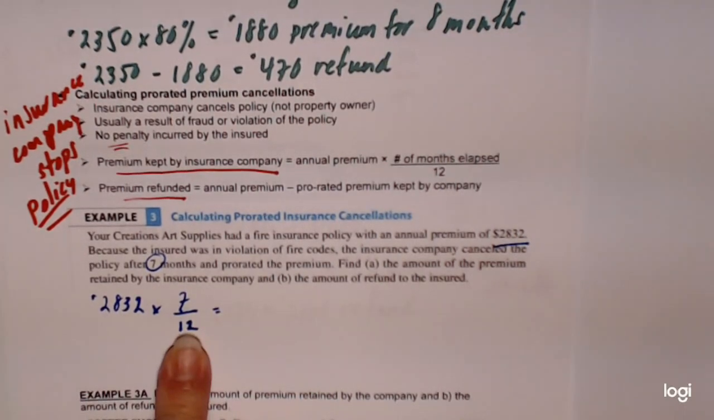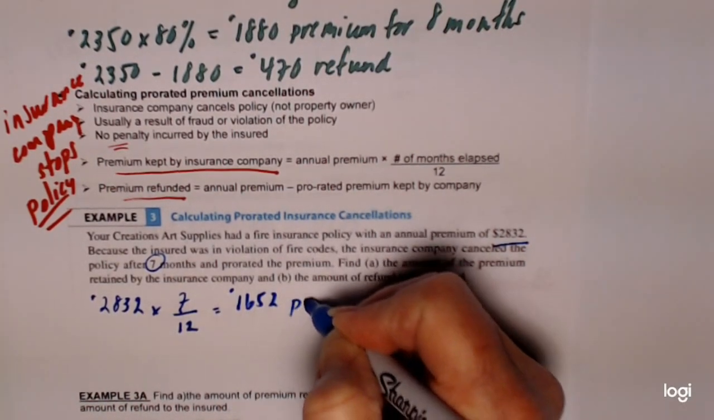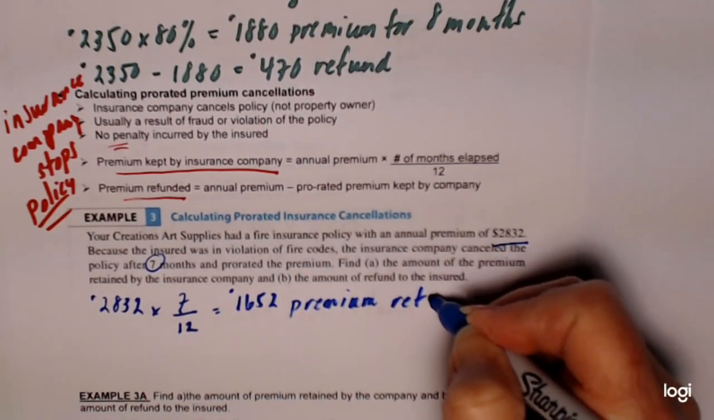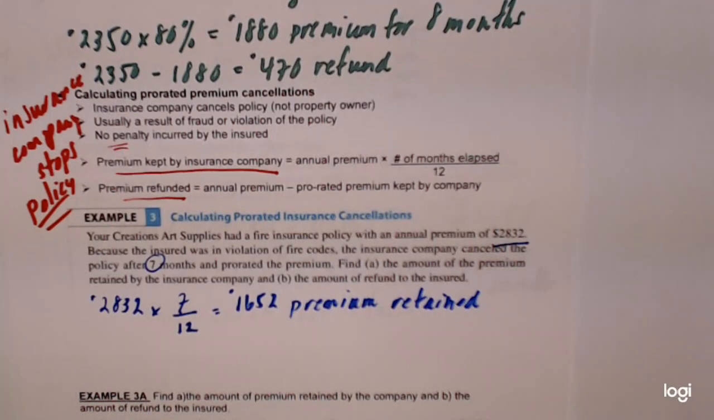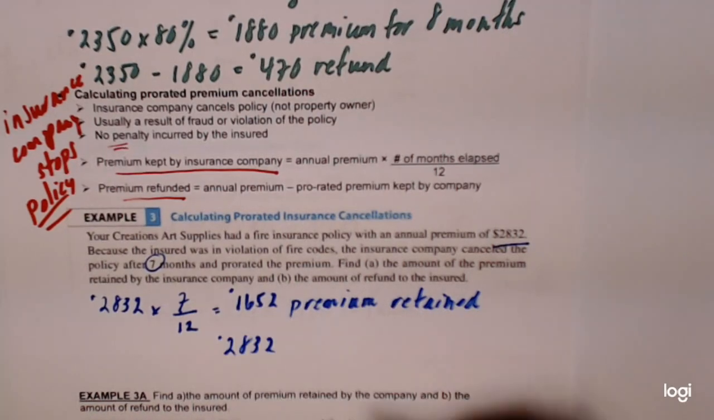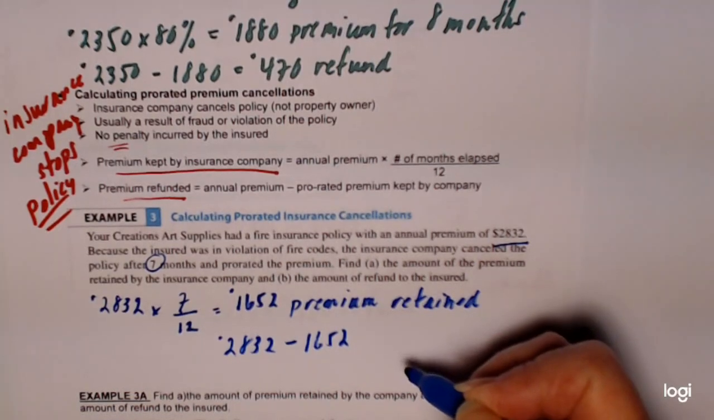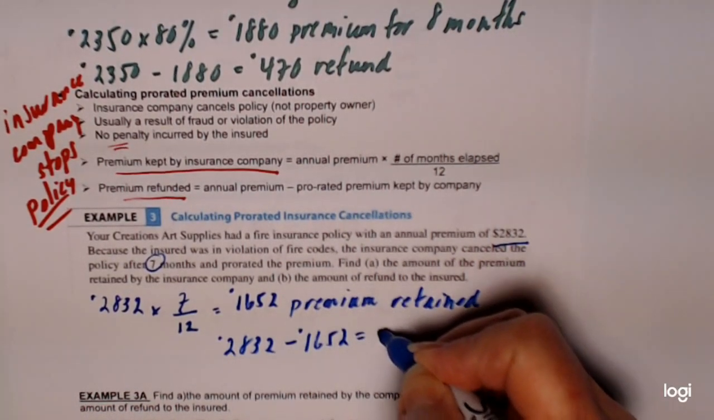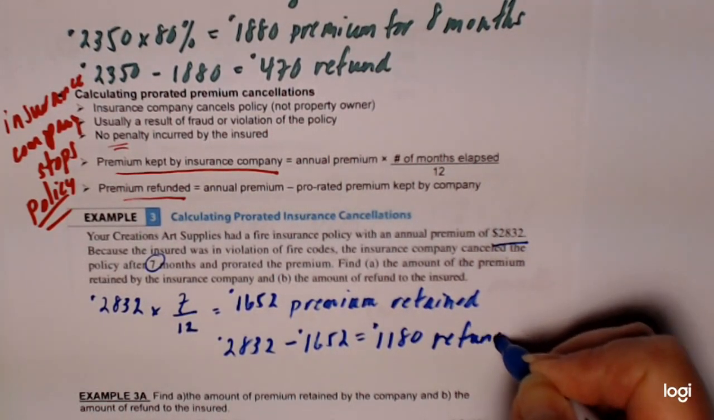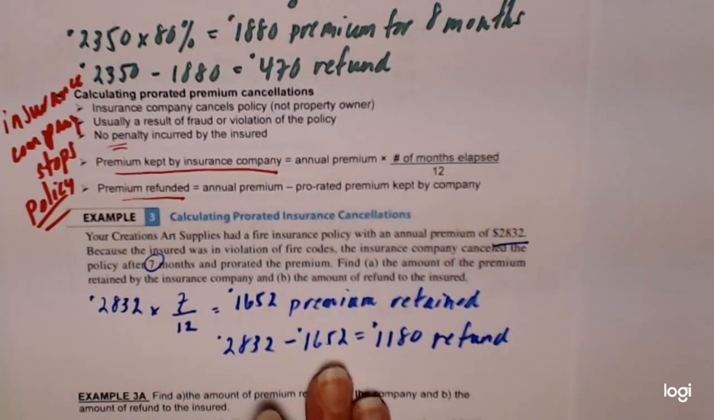So when we do this multiplication, we get 1,652. And this is the premium that is retained, the premium kept by the insurance company. In terms of the refund, it's the $2,832 premium paid for the year, less the premium, the part kept by the insurance company, which gives us $1,180, which is the refund, the amount of premium that's going to be refunded to this art supply store.